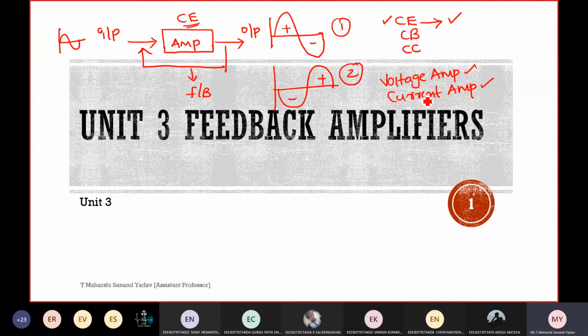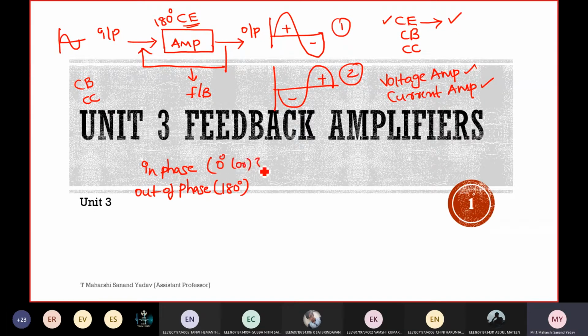Generally, CE provides both voltage amplification as well as current amplification. At the same time, it will provide a 180 degree phase shift also. Whereas CB and CC, there is no phase shift. You need to remember two points: in phase and out of phase. Out of phase means a 180 degree phase shift is provided. In phase means 0 degree or else 360 degree phase shift.